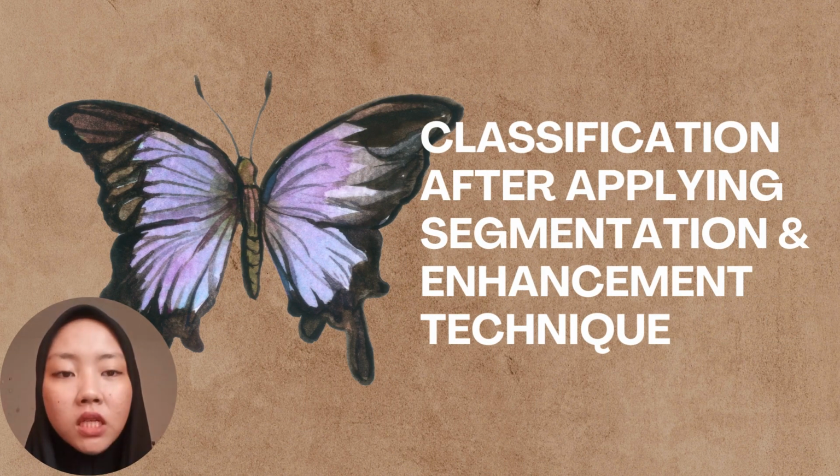I will explain about classification after applying segmentation and enhancement technique. For the testing process, we use the KNN classifier algorithm to test 5 new images for each insect, bees and butterfly. The KNN algorithm works by finding the k most similar data points, the nearest neighbors, to a new image and using their labels to make a prediction. The idea is that similar data points usually have similar labels.